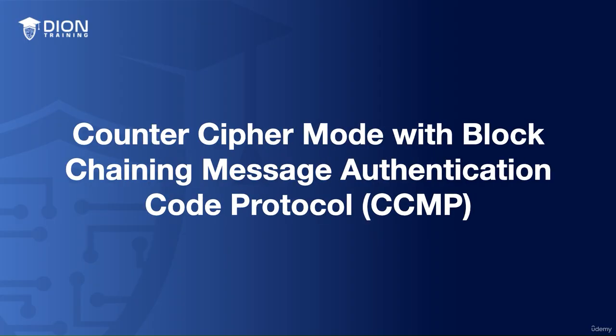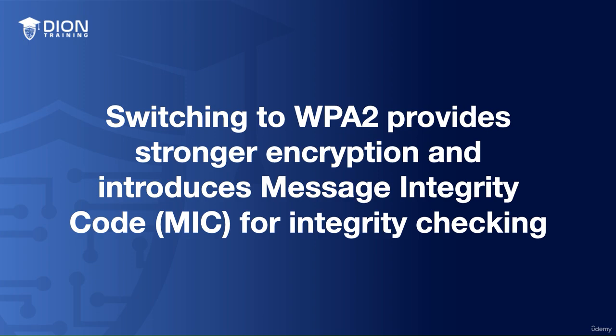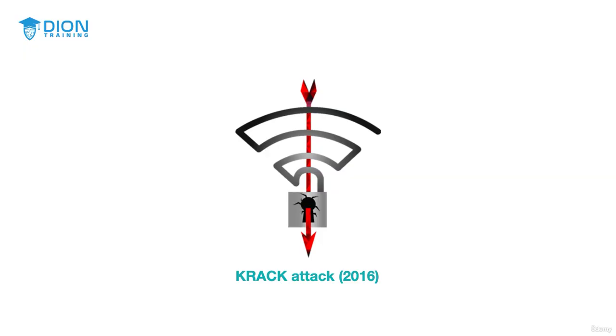The real name for CCMP is the Counter Cipher Mode with Block Chaining Message Authentication Code Protocol, but most people simply refer to it as CCMP in the real world. By shifting to WPA2, we receive not only stronger encryption, but also a new integrity checking feature called the Message Integrity Code, or MIC. However, despite these advancements, WPA2 eventually showed vulnerabilities as well, such as with the KRACK attack in 2016, which demonstrated that even the most robust security protocols can become susceptible to threats over time.